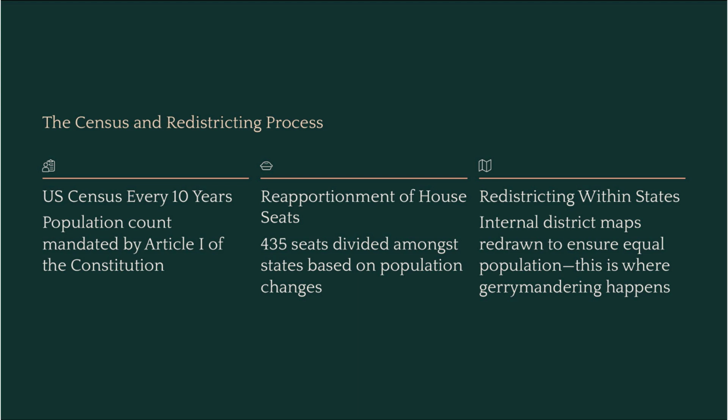Redistricting. This is the internal process. Within each state, the district maps must be redrawn to ensure every district has roughly the same population. This sounds fair, but how you draw those lines, where you zig and where you zag, is entirely up to the state legislature. This is the moment where gerrymandering happens. It is the dark art of drawing lines to favor one side over the other.